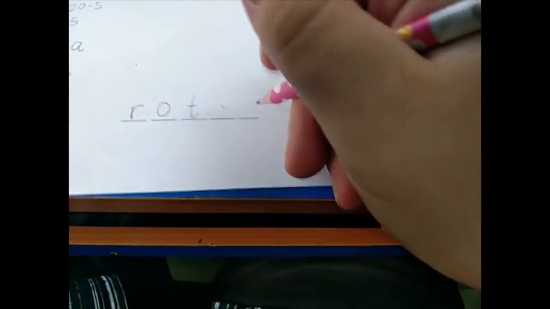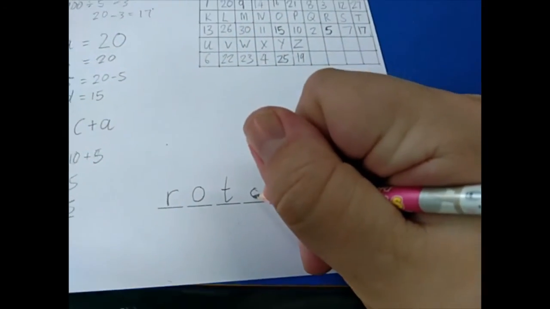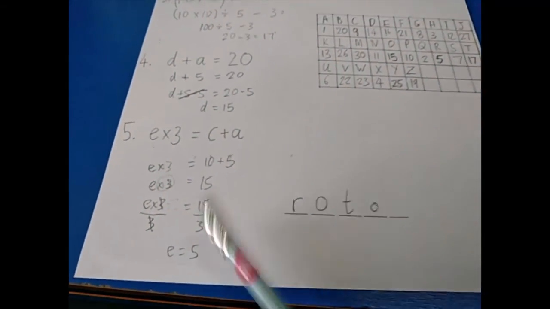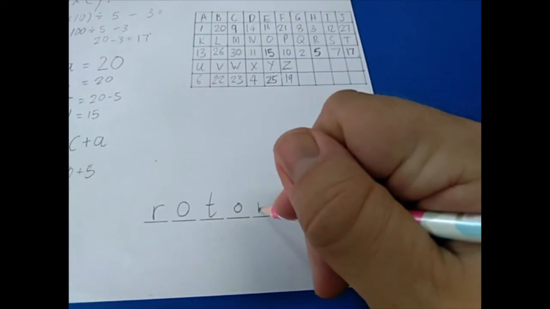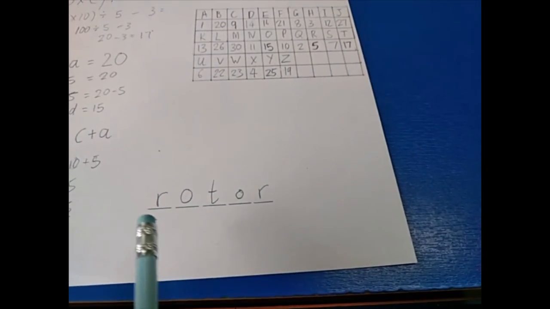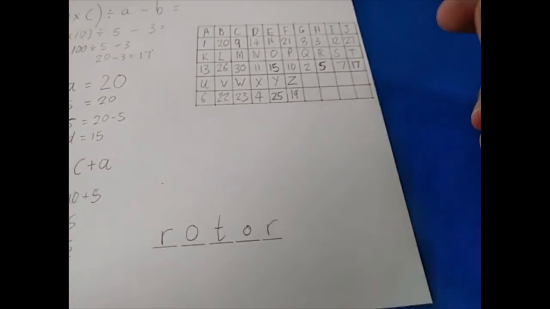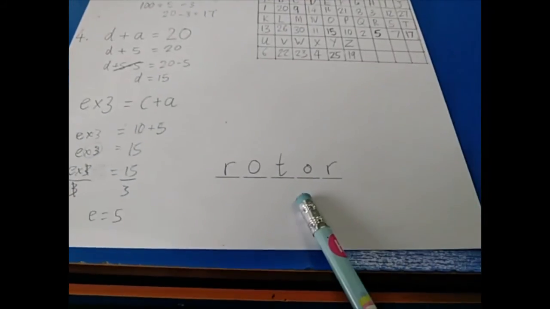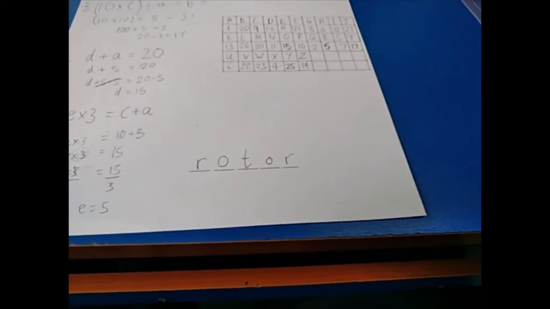Writing one-handed with a pencil, it's not easy. And then 5. Oh, that was an R. So our answer is rotor. And that's a clue for the thing. A rotor, a helicopter has a rotor at the top.